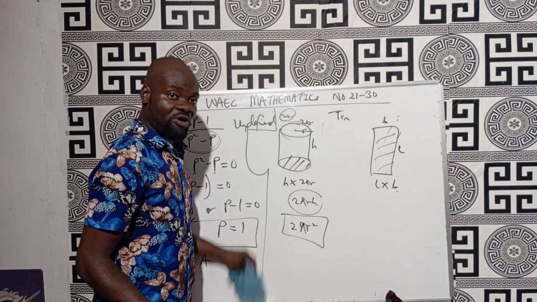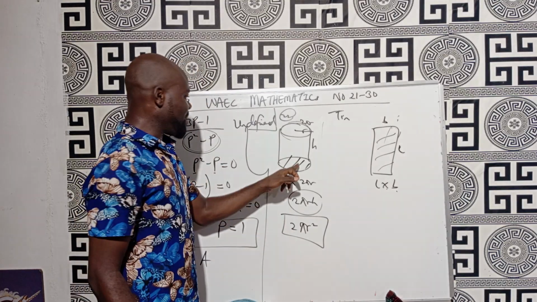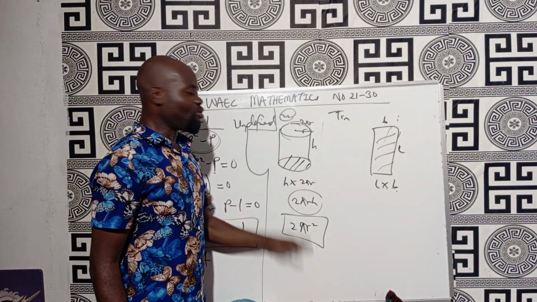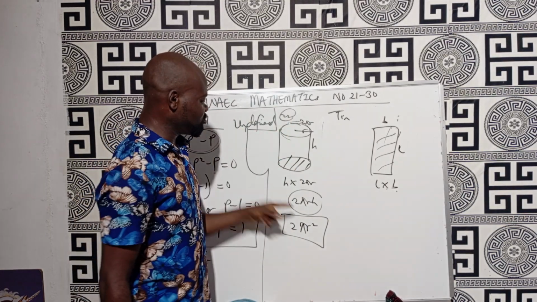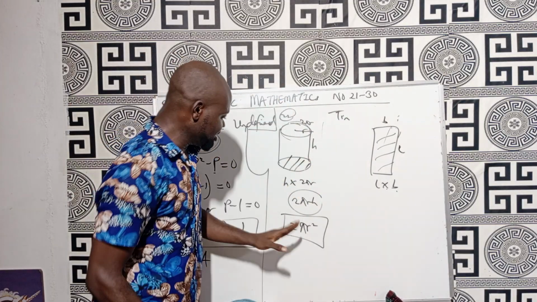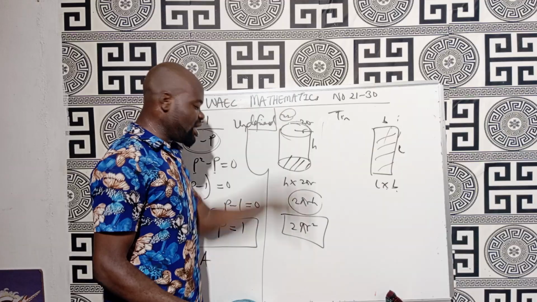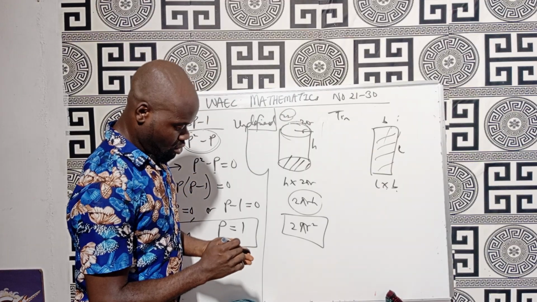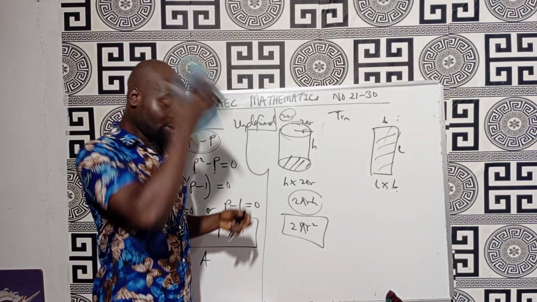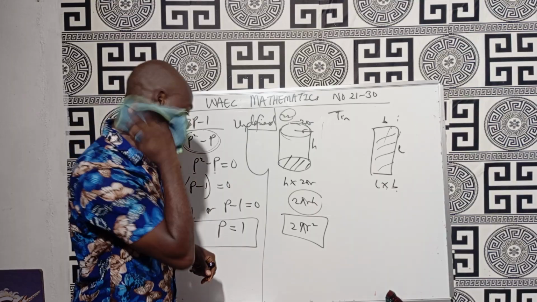This is the base area. Base means down. Understand now? So the base area is pi r square plus pi r square, that's 2 pi r square, while the curved surface area is 2 pi r h. The total will be this plus this, and that's how we get the total surface area of a cylinder. Hope you get the point. Now let's apply the formula.